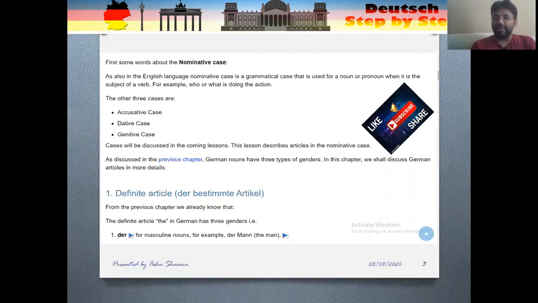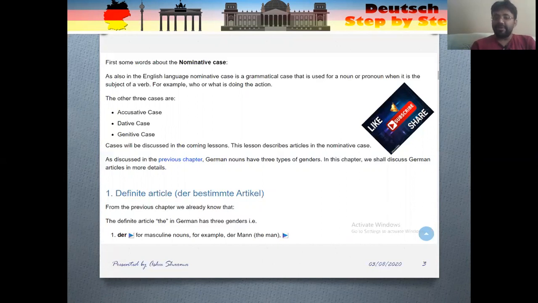Except this nominative case, as we have seen in the previous video, we have the accusative case, the dative case and the genitive case. So cases will be discussed in the coming lessons. This lesson describes articles in the nominative case. As discussed in the previous chapter, German nouns have three types of genders. In this chapter, we shall discuss German articles in more detail. So definite articles.